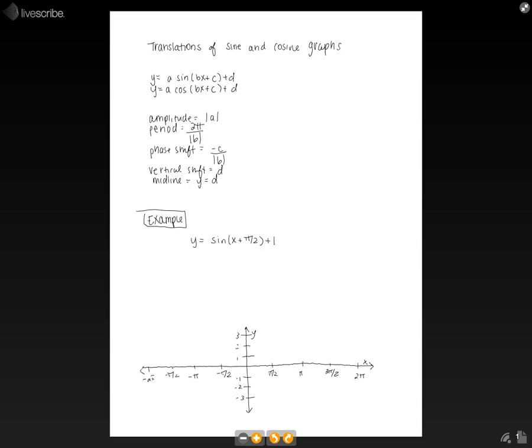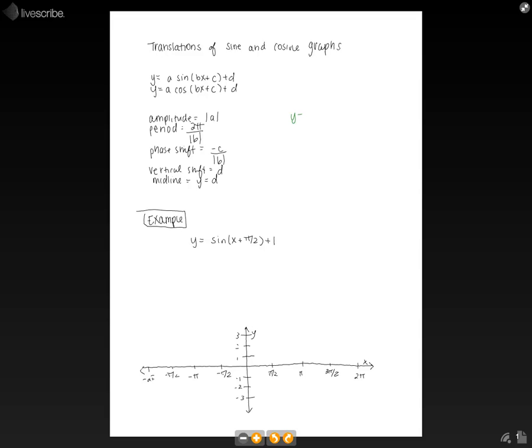The period is equal to 2 pi over the absolute value of b. The phase shift is equal to negative c over the absolute value of b. The vertical shift is equal to d, and you can find the midline using y equals d.